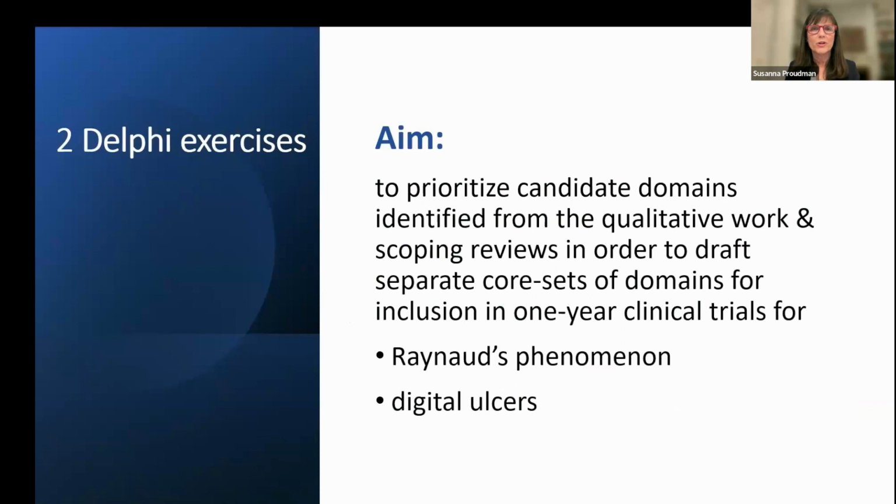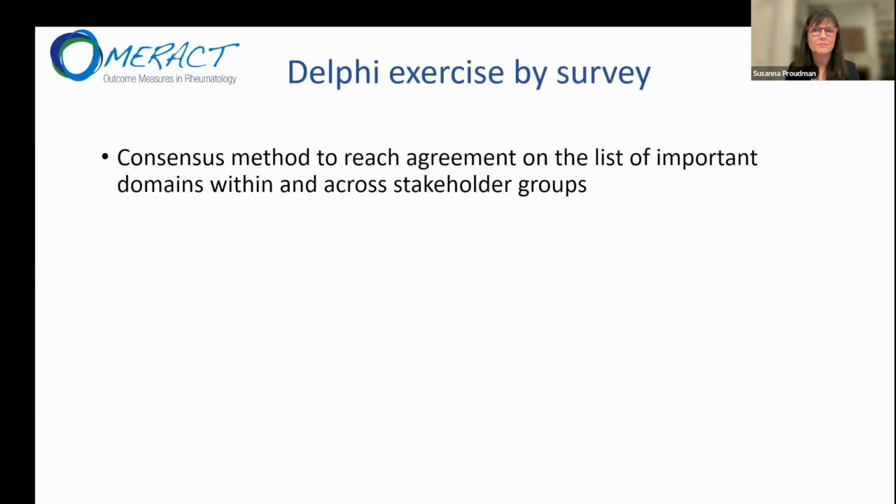As we were aiming to identify candidate domains to develop separate core sets of domains for Raynaud's phenomenon and digital ulcers, we undertook 2 Delphi exercises with the aim to prioritise the candidate domains identified from the scoping reviews and the qualitative work that had already been undertaken. Please, on to the next slide.